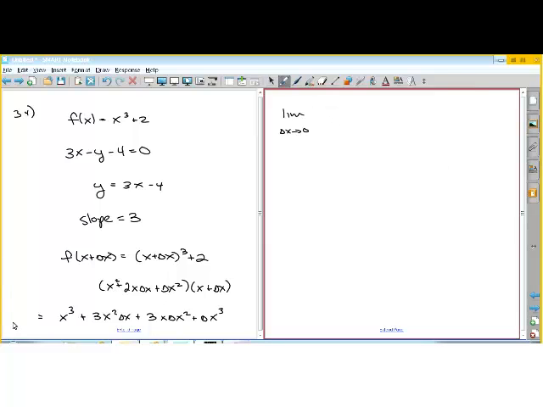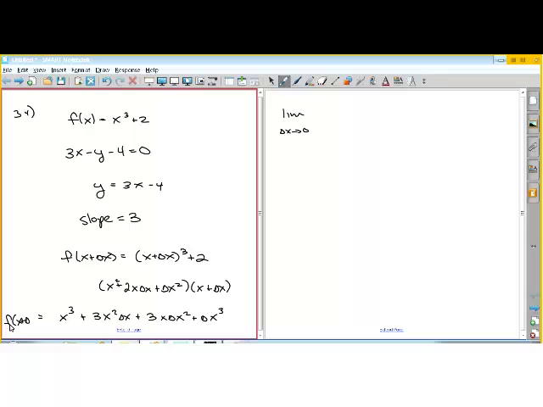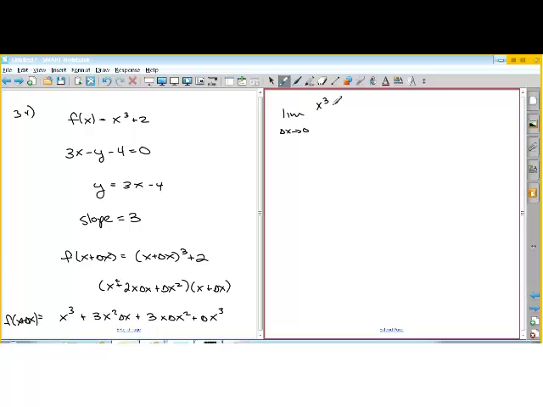So now we plug this in. This is f of x plus delta x. So put that on the top. So you have x cubed plus 3x squared delta x plus 3x delta x squared plus delta x cubed. So that's f of x plus delta x, and we subtract off f of x, which is x cubed plus 2, divide the whole thing by delta x. Take the limit as delta x goes to 0.